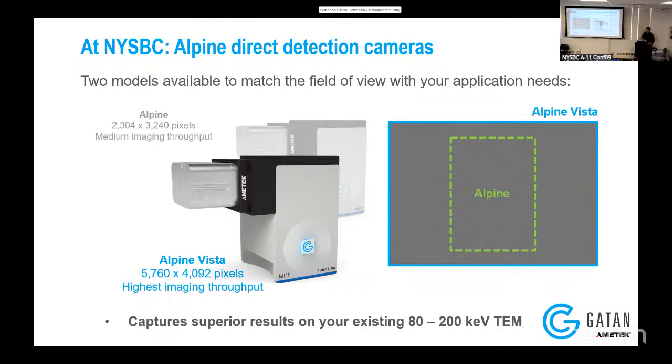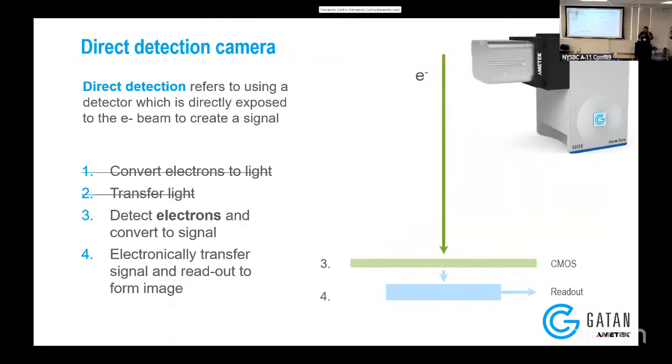whereas other direct detection cameras normally work at 200 or 300 kV. If you're not quite sure what a direct detection camera is, this is a very quick diagram. Essentially, it means that we're directly detecting the electrons with the sensor and then turning that signal into a digital signal that we can read into the camera. We're skipping these first two steps, for example, that are normally found in a scintillator-based camera, where you need to convert electrons to light, move that light, and then turn that light into electrons and then into a charge.